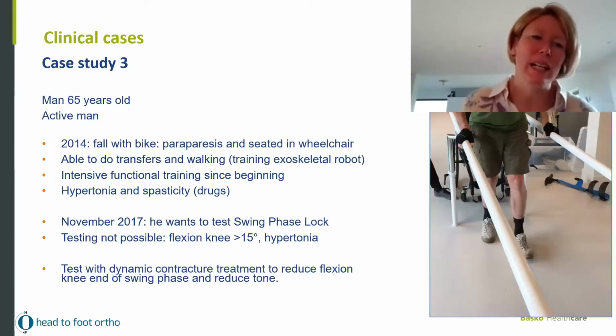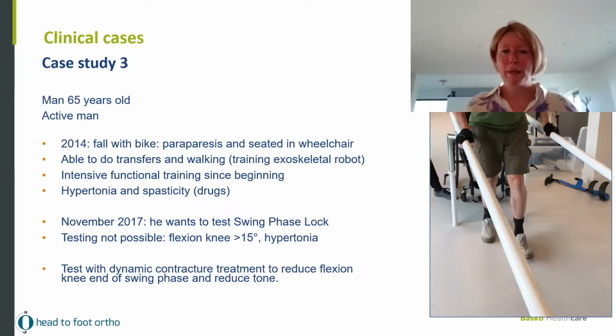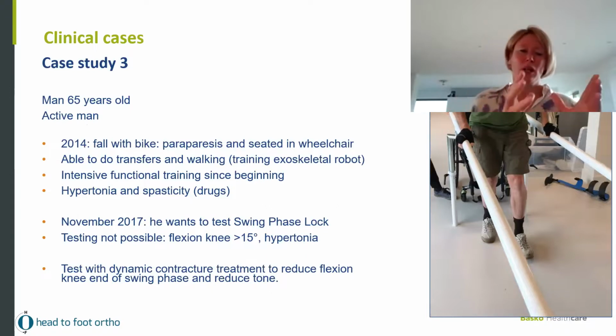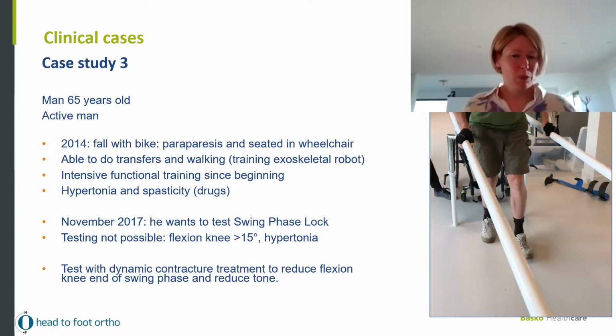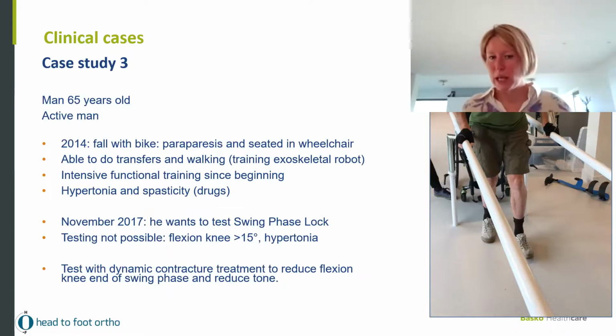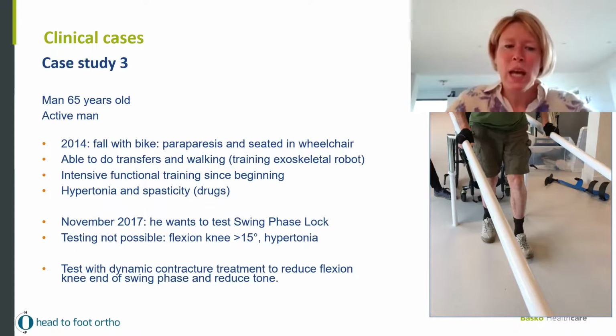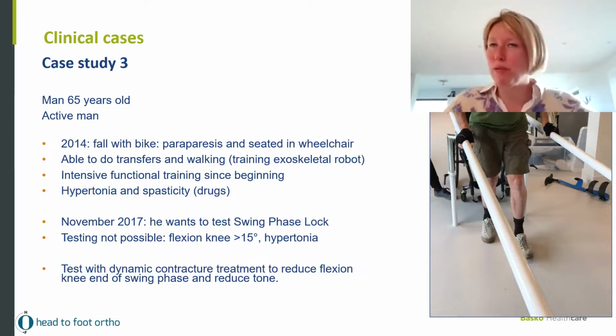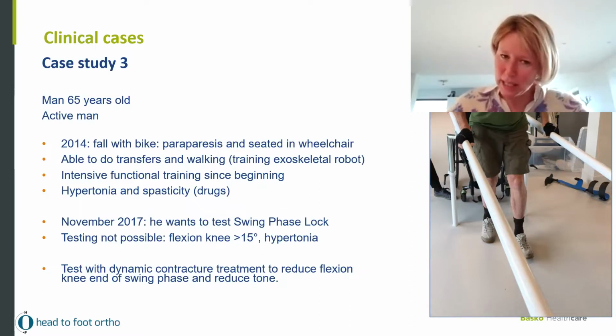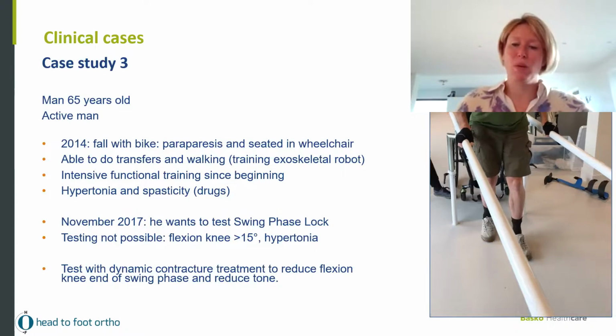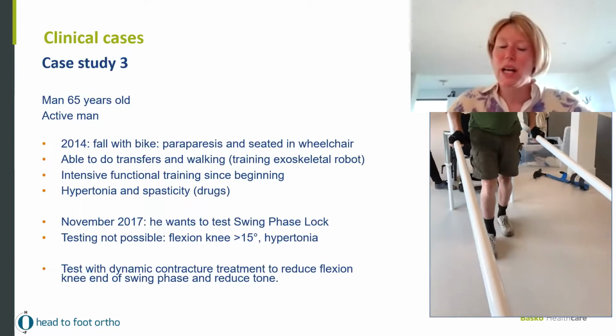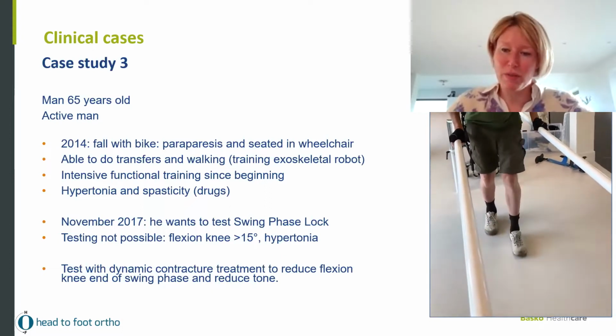And then the last clinical case I'd like to share with you is this man, a paraparetic man. That is really a treatment between retraction and tone. This man was seated in a wheelchair and only walked with an exoskeletal robot in the rehab center. And he always had intensive functional training since the beginning, but he saw our stance control, swing phase lock system. And he absolutely wanted that to be more stable during stance, but to activate our stance control swing phase lock, we need an extension at the end of the swing phase. So I'll let you discover if he does have that extension at the end of the swing phase. You will see it from now on.